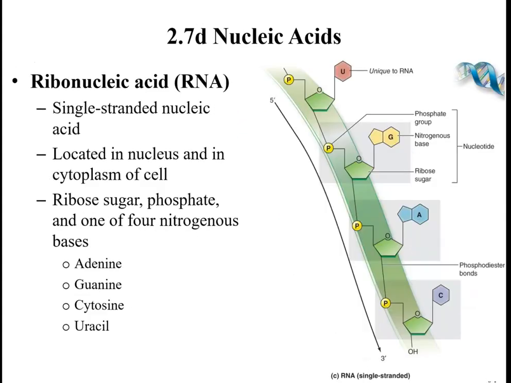RNA is the single-stranded nucleic acid located in the nucleus and in the cytoplasm of the cell, right? Because it has to go out there and take instructions on how to make protein from that gene. It's composed of a ribose sugar, a phosphate, and one of the 4 nitrogenous bases that RNA uses: adenine, guanine, cytosine, and in RNA, there's uracil.